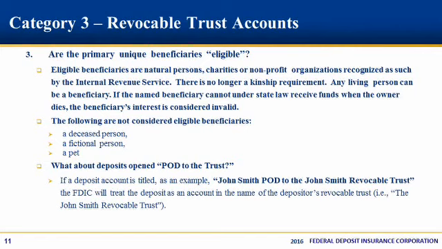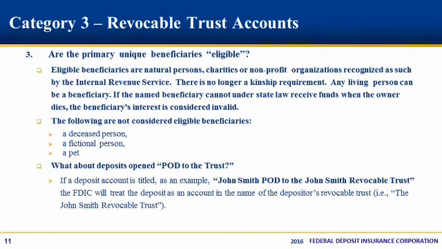Specifically, the naming of any person or entity that cannot, under state law, legally receive funds under a revocable trust is invalid under the FDIC rules. For example, the naming of a deceased person, a fictional person, or a pet is invalid. There is one exception to this rule.